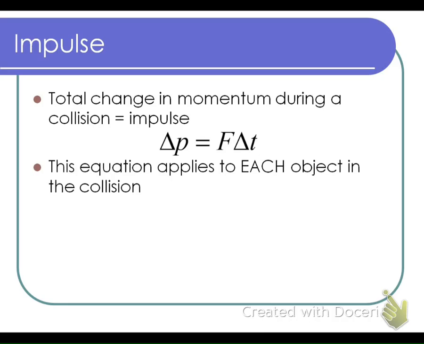Okay, so when two things collide and end up with two new velocities, or one new velocity if it's an inelastic collision, there's going to be a change in momentum that happens. This equation can apply to both of those.